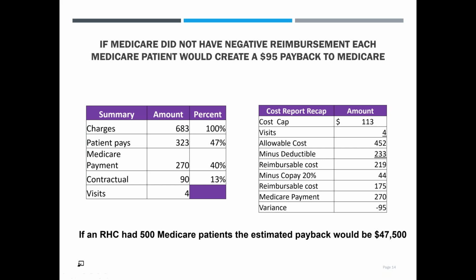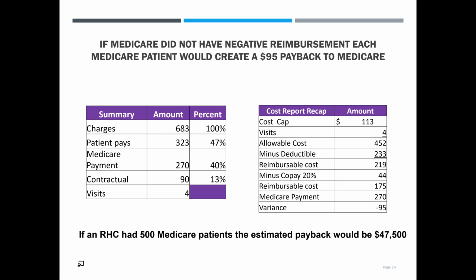And then they say, but wait, you have a copay of 20%. So we're going to subtract another $44 from that, and that's going to drop your reimbursable cost down to $175. And guess what? You received $270 from Medicare. So we want you to pay back, when you get your cost report settlement at the end of the year, $95.